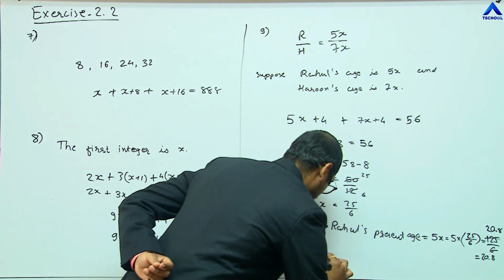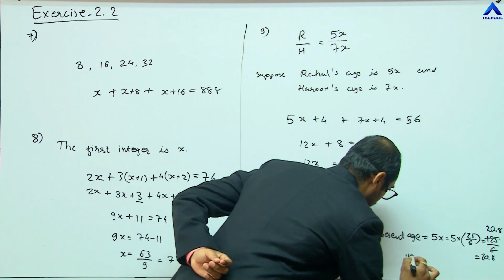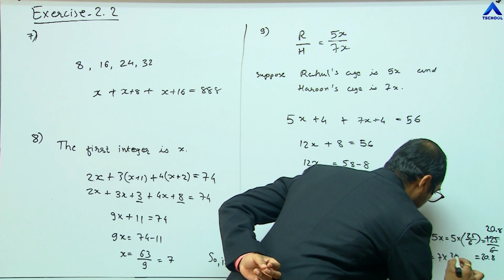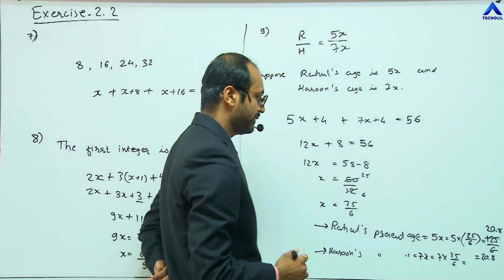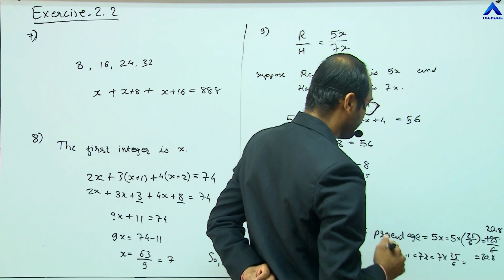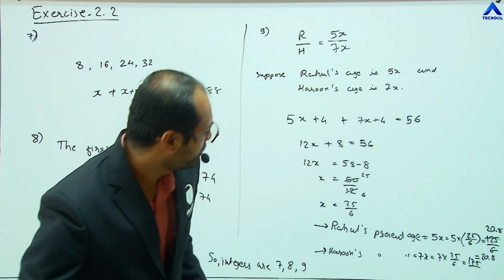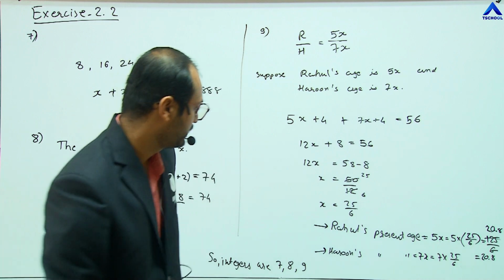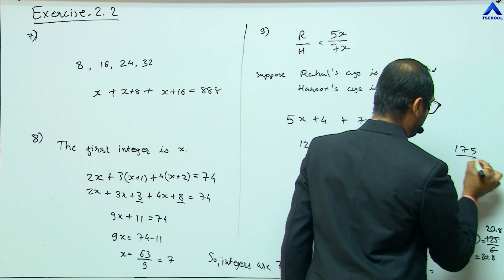And in a similar way, we can find Harun's present age, which equals 7x. Here 7 multiplied by 25 by 6. What is this simplification? 25 sevens are 175, divided by 6. Do this. 175 divided by, let us do this. 175 divided by 6.